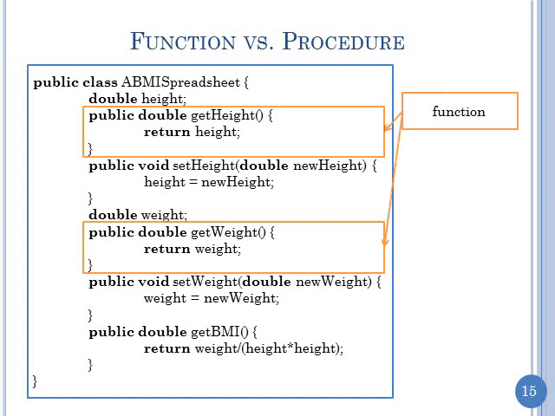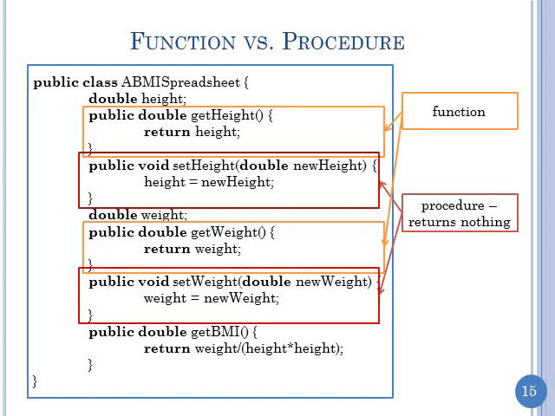So your getters are special kinds of functions. Calculate BMI is also a function. So is a getter. And setters are special kinds of procedures that set the values. Everybody understand the difference between function and procedure? That's 110 stuff, 101 stuff. Okay, let's see.